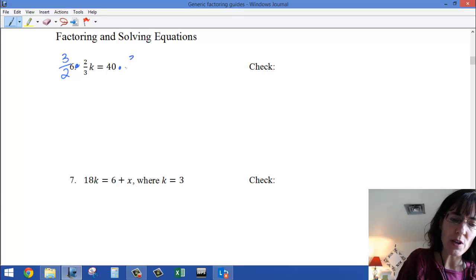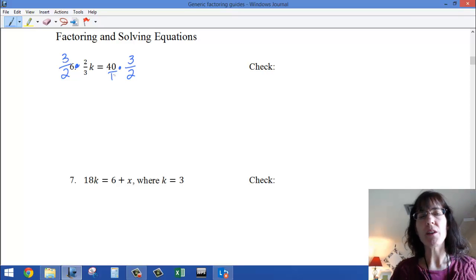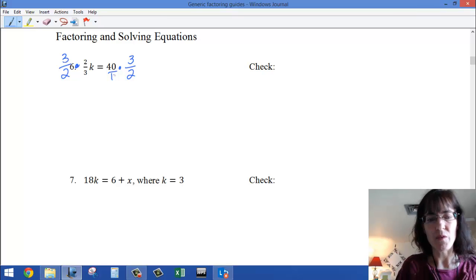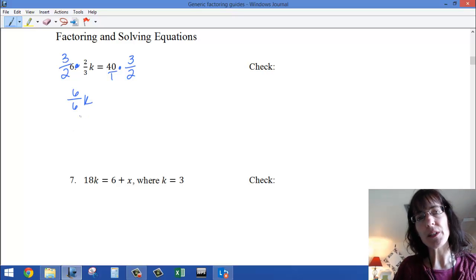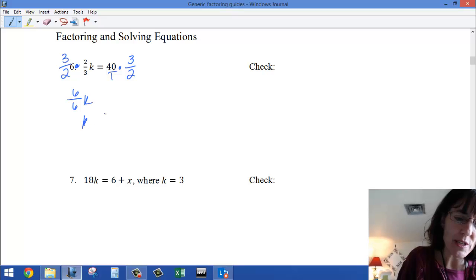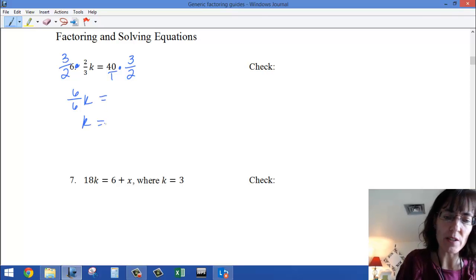So it's the inverse, and that helps me if I think of it as 40 over 1 because it is a whole number. And then on the left-hand side, I end up with 3 times 2 or 6 over 2 times 3 or 6, k, which remember 6 divided by 6 of course is 1, and so I just have k left on the left-hand side. That's perfect. Now let's take a look at the right-hand side. I can look at 2 going into 40 20 times, and then 20 times 3 is 60.